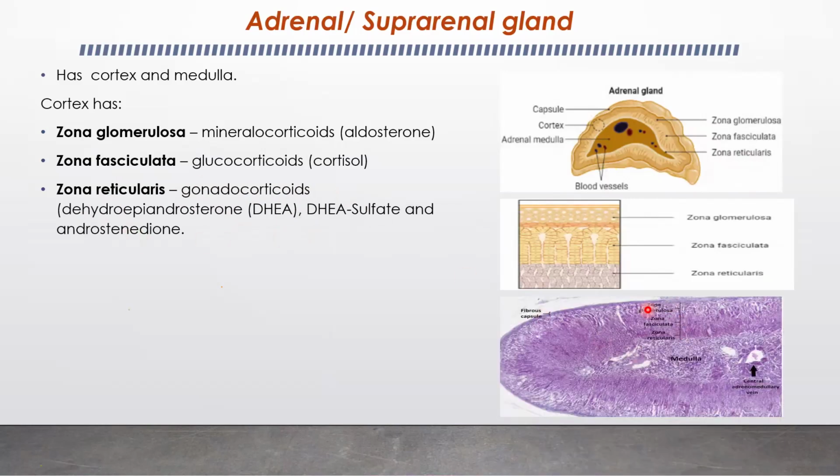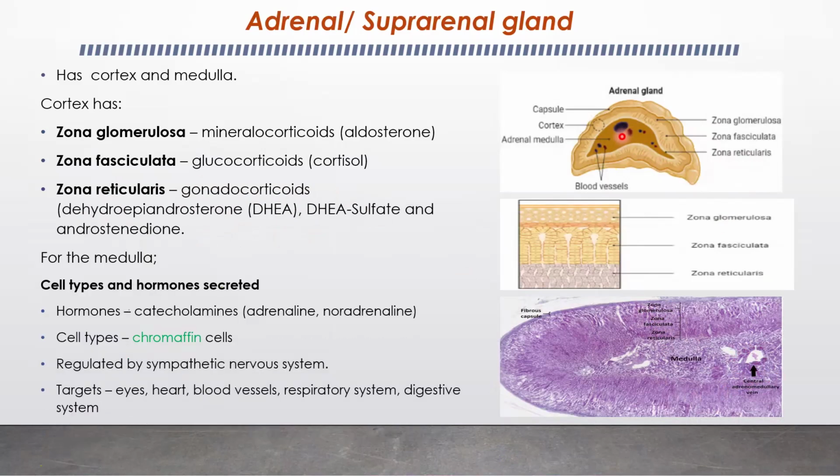So here we can see the layers histologically: zona glomerulosa, fasciculata, and reticularis. And then there's a medulla with this central adrenomedullary vein. You can see it here. So this is adrenal medulla with the blood vessels, the largest one being the central adrenomedullary vein. For the medulla, the hormones secreted are catecholamines, so adrenaline or noradrenaline. These are hormones which act as neurotransmitters.